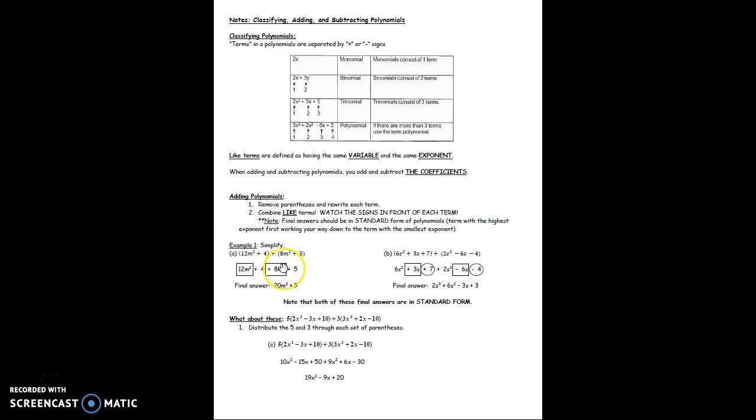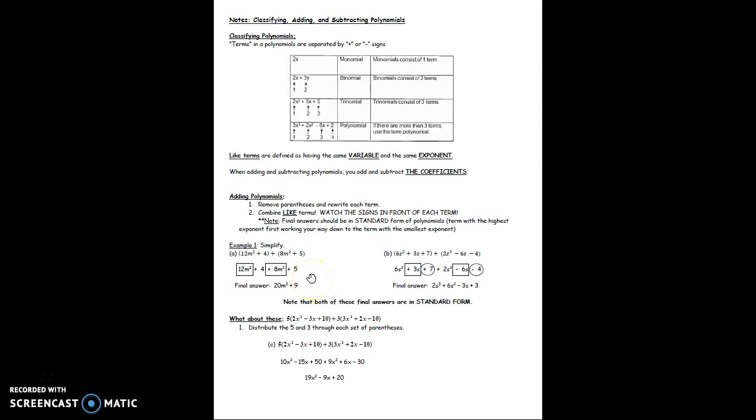So if we look at these first examples, I have a 12m squared plus 4. That's all one polynomial. So it's a binomial because there's 2 terms. So I'm taking this binomial that's in parentheses and I'm adding this binomial. Okay, again, I have 2 terms here. So I'm taking a binomial plus a binomial. Because it's addition in between these 2 binomials, I can simply drop out the parentheses and just rewrite it.